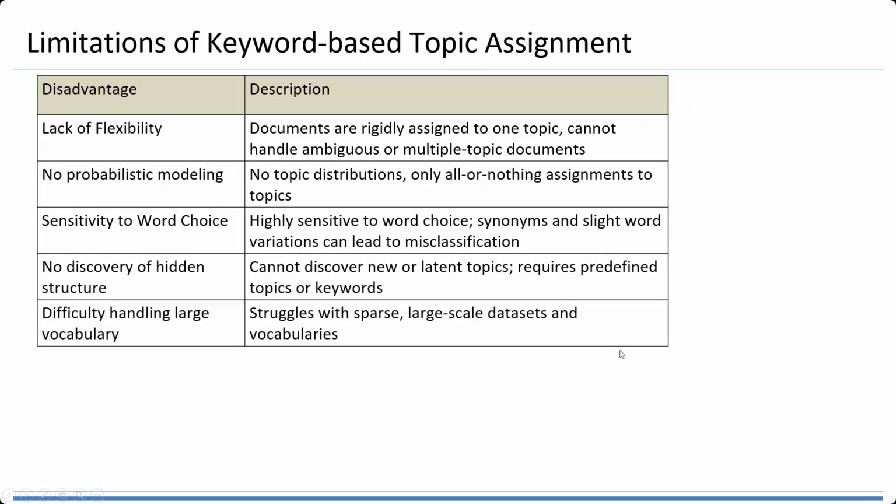This is a very simple method, and of course it has limitations. The first limitation is lack of flexibility. Documents are rigidly assigned to one topic, and it cannot handle ambiguous documents or documents with multiple topics.